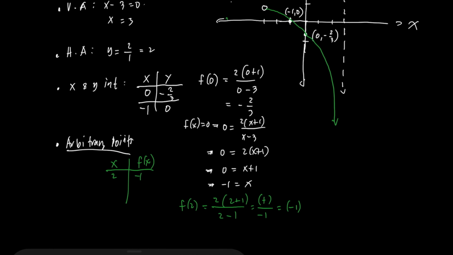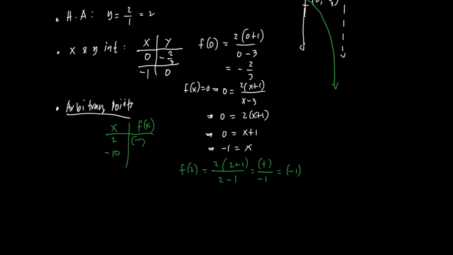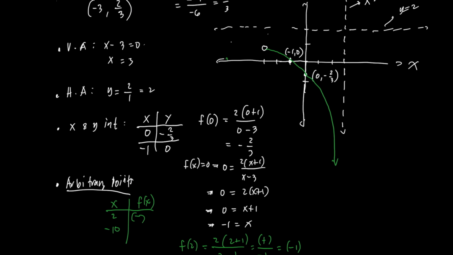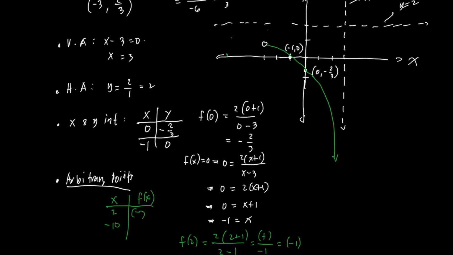Then here, let's say 10. Sorry, this is negative. So if we use negative 10, what will happen? F of negative 10 is 2 times negative 10 plus 1 over negative 10 minus 3. This is negative and this one here is negative, so that's positive. So here it's positive, above the negative y.